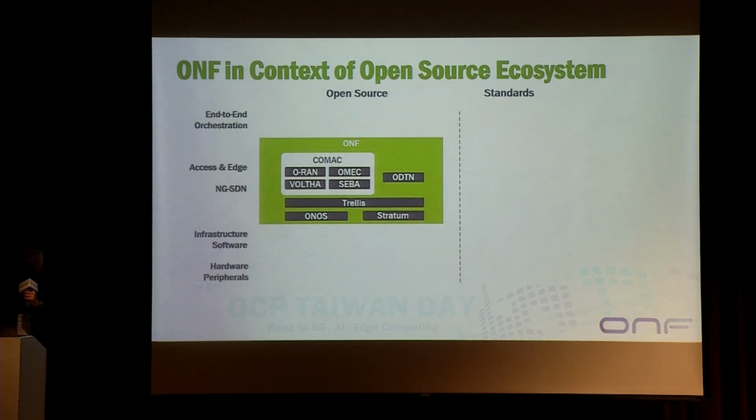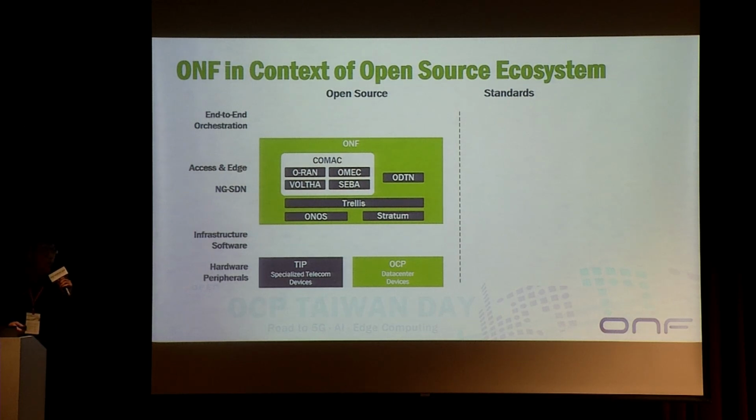And this is ONF in the context of the other open source ecosystem. I think Hancock showed a very similar diagram this morning. This is what we're doing at ONF. We focus on access and edge and also next generation SDN. And of course, we collaborate a lot with OCP. We benefit a lot from the OCP program. We get all our hardware peripherals from OCP data center devices.